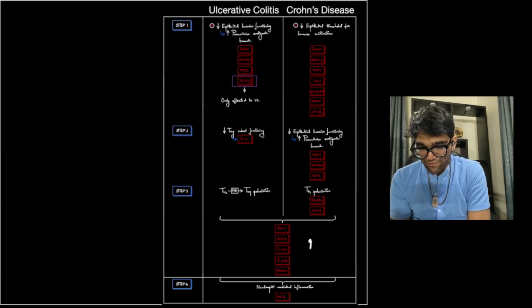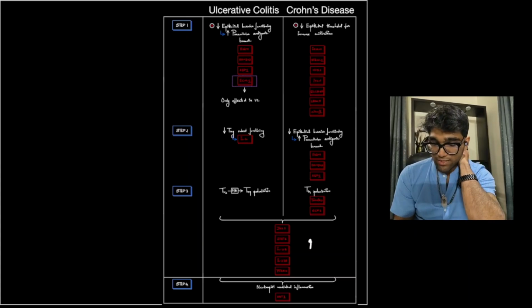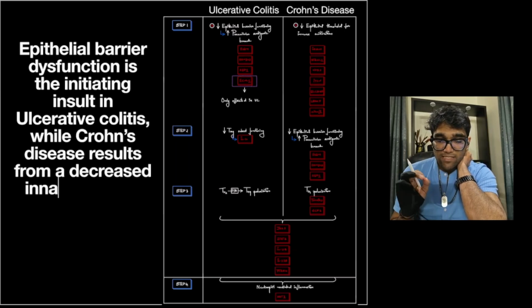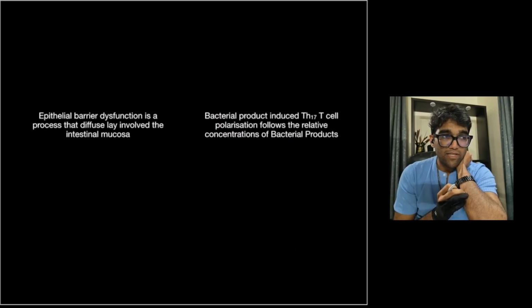Finally, there can be polymorphisms in genes that result in increased neutrophil activation, and that again would cause neutrophil mediated inflammation. So just to reiterate, epithelial barrier dysfunction is the primary initiating insult in the pathogenesis of ulcerative colitis, whereas Crohn's disease results from a decreased innate immune activation threshold in the intestinal epithelium. Now fine, but why is that such a big deal? Why make such a big deal out of this? What would appear as nitpicking?